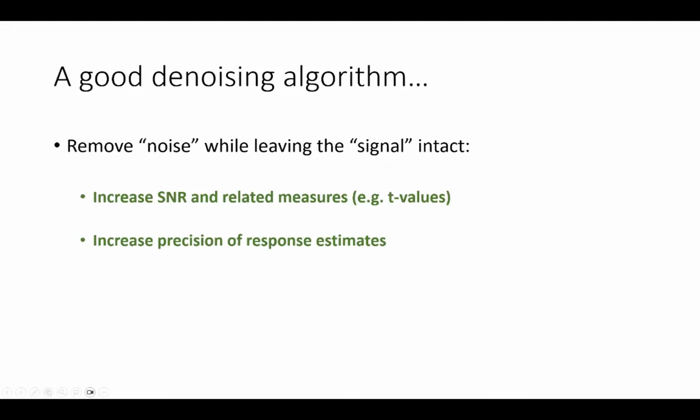We also expect, with a caveat, an increase in the precision of response estimate, and I'll get to that in a minute. And then ideally, we want our response amplitude to be unaffected. So we want to remove the noise without actually affecting the signal. And crucially, as I mentioned, we don't want to see any loss in spatial precision.